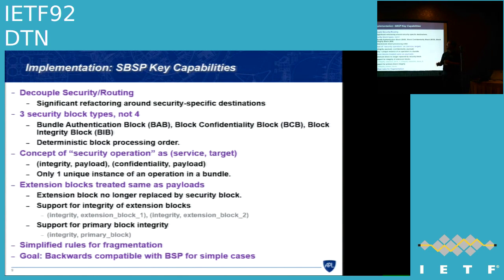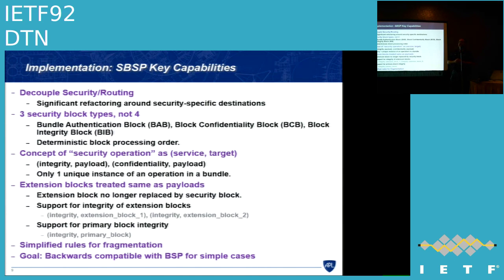We treat the extension blocks the same as the payloads. I mentioned that already. We also wanted to try and create support for primary block integrity, which is to generate a mutable version of the primary block, sign that, and hold the signing of that in its own integrity block. And that came about from some of our user community discussions as something that was both desirable and possible to do. We're getting to the end of what's viewable here.